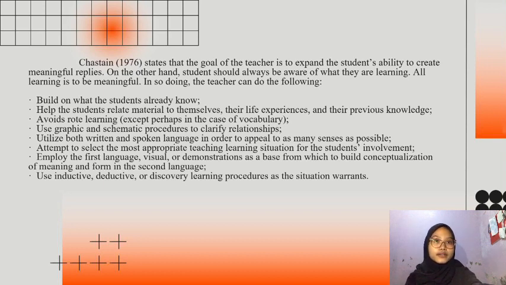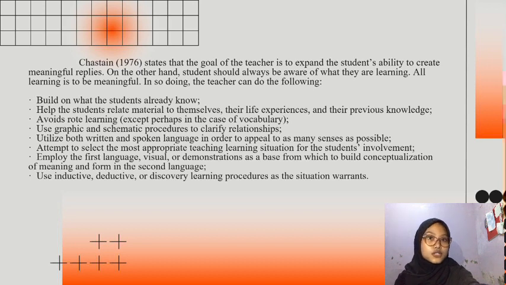Then avoid rote learning, and use graphic and schematic procedures to clarify relationships, and utilize both written and spoken language in order to appeal to as many senses as possible, and attempt to select the most appropriate teaching-learning situation for the students' involvement, and employ the first language, visuals or demonstrations as a base from which to build conceptualization of meaning and form in the second language. And the last is use inductive, deductive, or discovery learning procedures as the situation warrants.